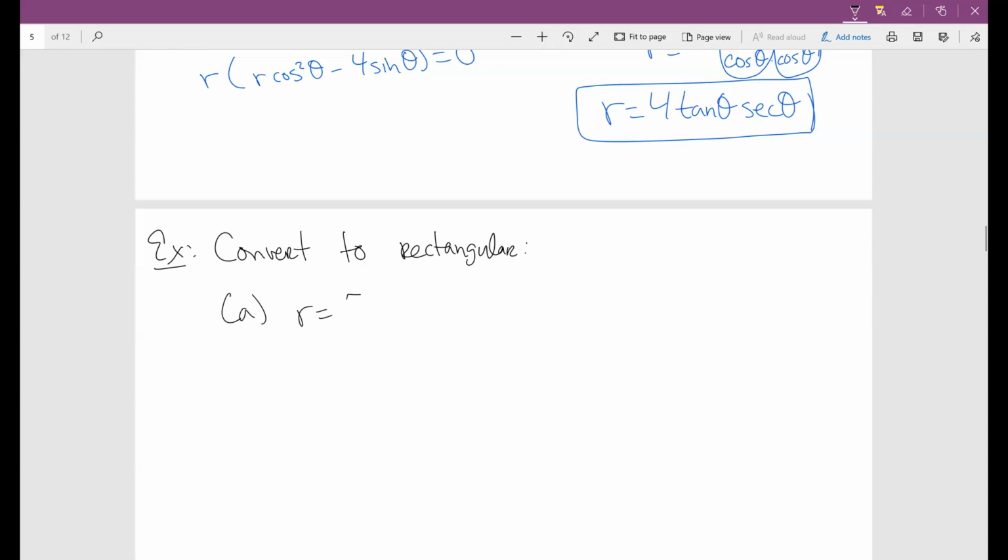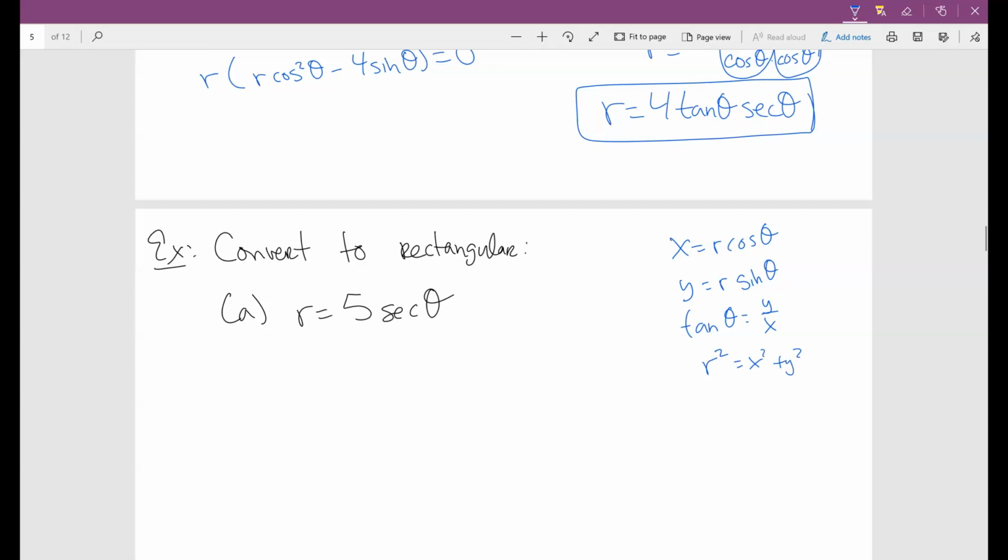So r is equal to 5 secant of theta. All right, so the first thing that I can see is that you want to keep it in mind that you want to have it in this form. So we have to somehow get an r sine theta or r cosine theta, or have tangent of theta equal to y over x, or have r squared equals x squared plus y squared, somehow like that.